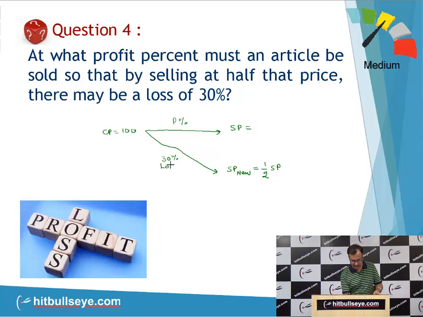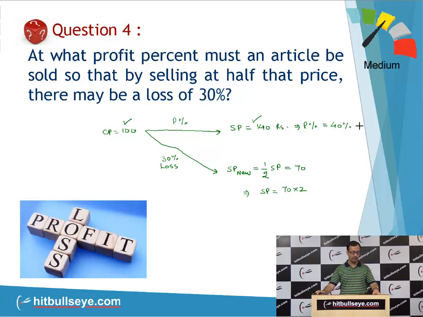Since there is a 30% loss and the cost price is 100 rupees, that means can we say the new selling price must be equal to 70 rupees. Solving this information, we can get the original selling price must be 70 into 2, or this must be 140 rupees. Now I hope the question is clear. The cost price is 100 rupees while the original selling price comes out to be 140 rupees, which implies that there is a profit percentage of 40%. I hope this question is clear to you.